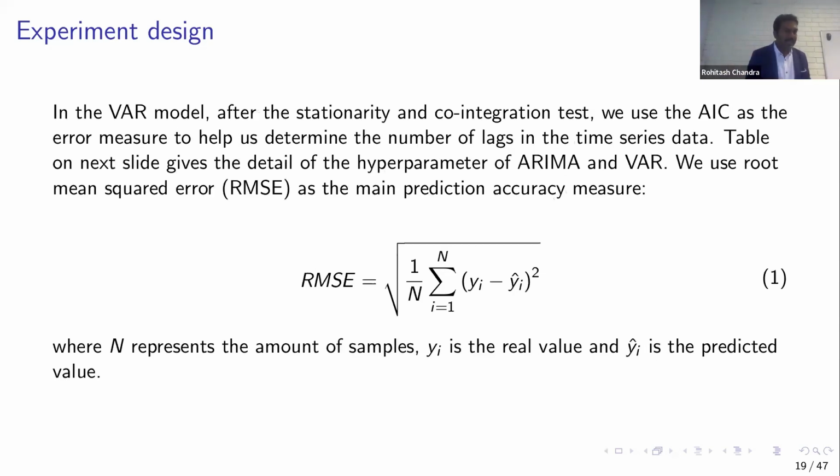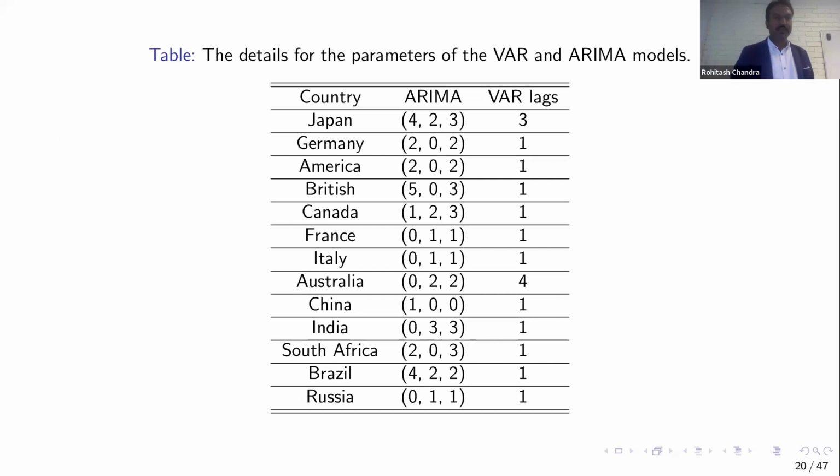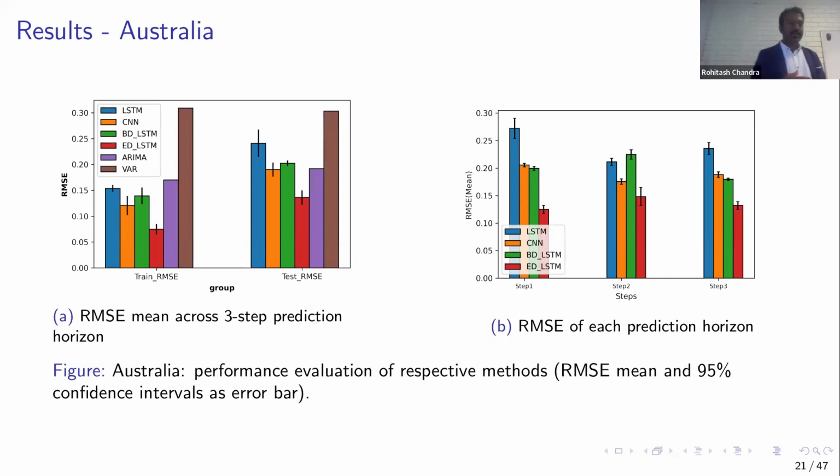So the standard RMSE. In the VAR model, we use the AIC as the error measure, and for all the rest of the models, we use the RMSE. And some of the other details of the parameters in these models, the VAR lags. So the results for the first phase.